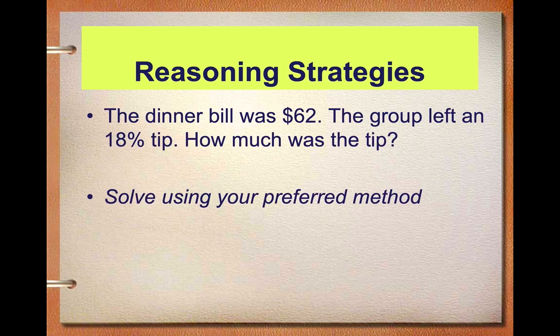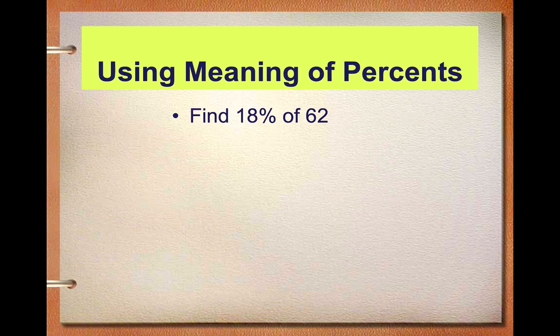So let's take a look at a couple of questions here. What's your method for finding percents? Let's take a situation where a dinner bill was $62, and say your group left an 18% tip. Go ahead for a second. What's your go-to method? How would you go about solving that? So let's break this down a little bit. Obviously, we're trying to find 18% of 62.